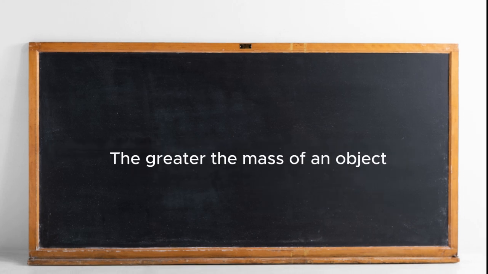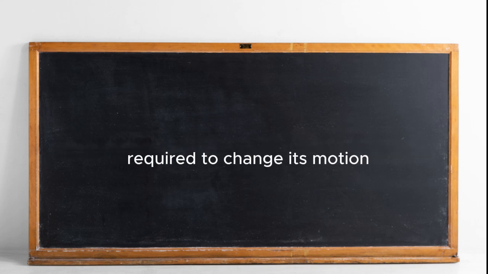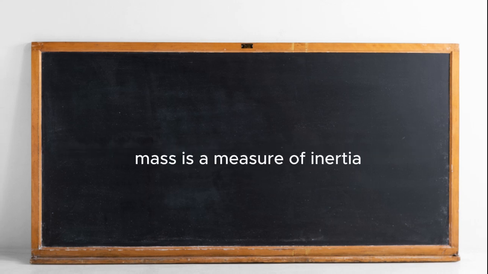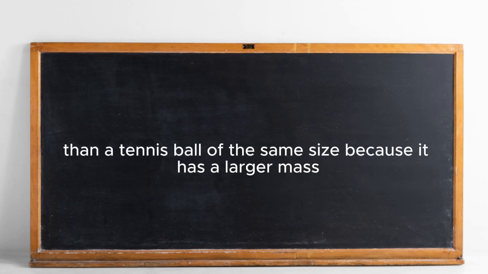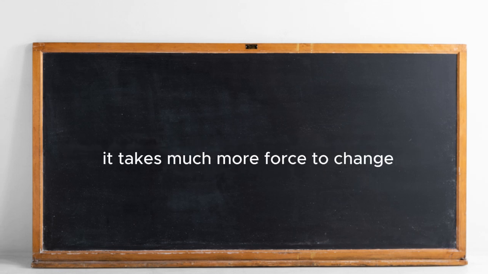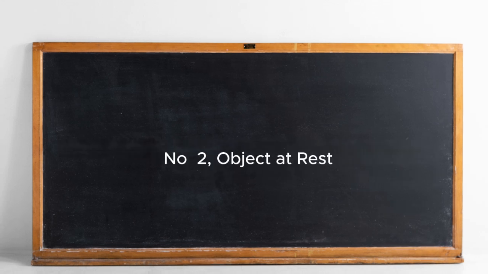The greater the mass of an object, the greater its inertia, and thus the greater the force required to change its motion. In other words, mass is a measure of inertia. For example, a bowling ball has much more inertia than a tennis ball of the same size, because it has a larger mass. Therefore, it takes much more force to change the motion of the bowling ball than the tennis ball. No. 2. Object at rest.